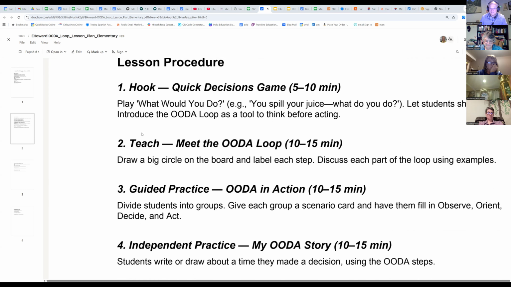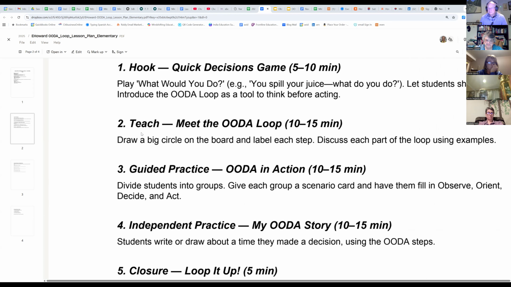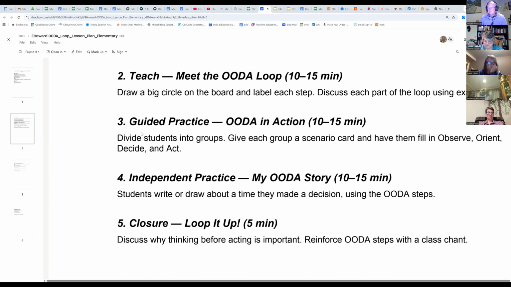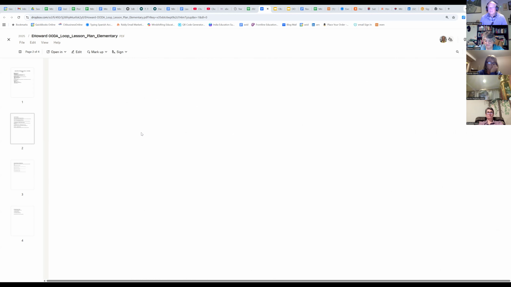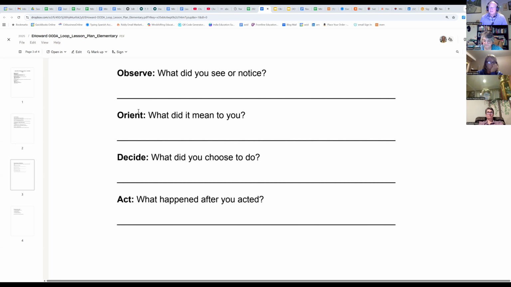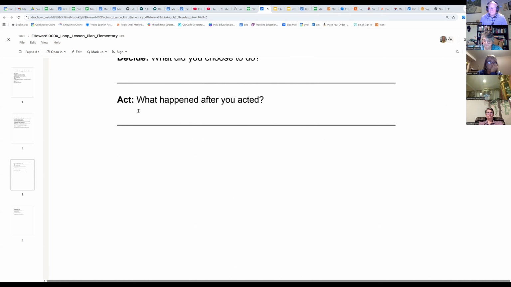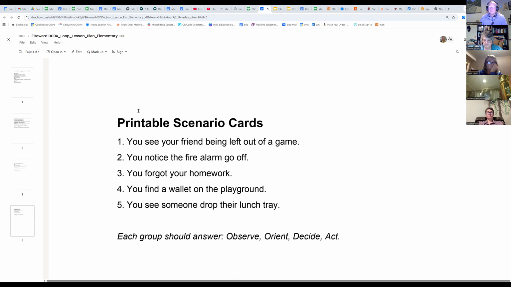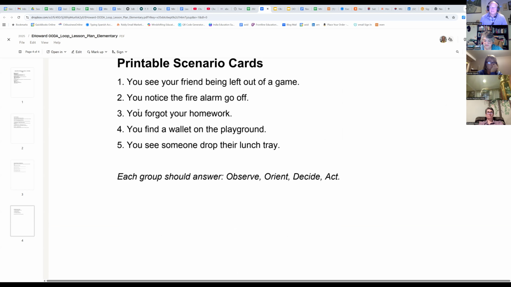The closure is discussing why thinking before acting is important. And maybe have the class make a class chant about the OODA loop. There's a worksheet with the story. What did you want to do? What happened after you acted? And then the scenario cards are on the bottom of that. So it's a pretty quick one. And then you can print the poster as well, which is kind of neat. So down and dirty, pretty quick. You can cut it up if you need to.